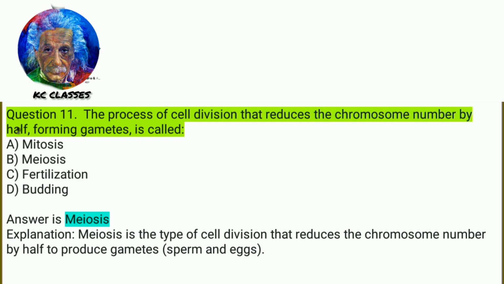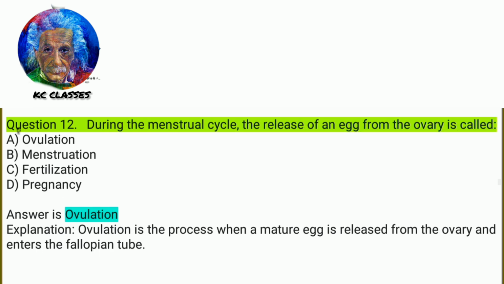Question 11. The process of cell division that reduces the chromosome number by half, forming gametes, is called A. Mitosis. B. Meiosis. C. Fertilization. D. Budding. Answer is meiosis. Explanation: meiosis is the type of cell division that reduces the chromosome number by half to produce gametes, sperm and eggs.